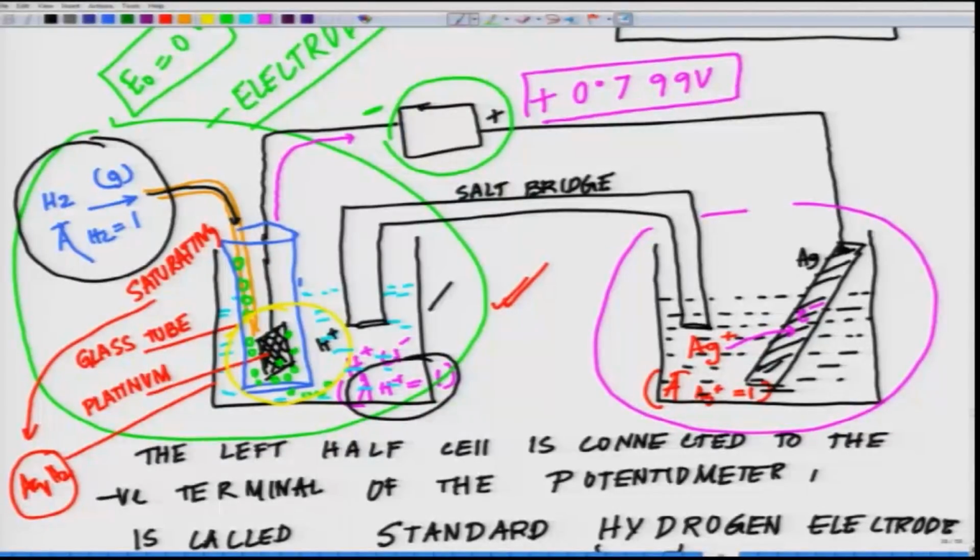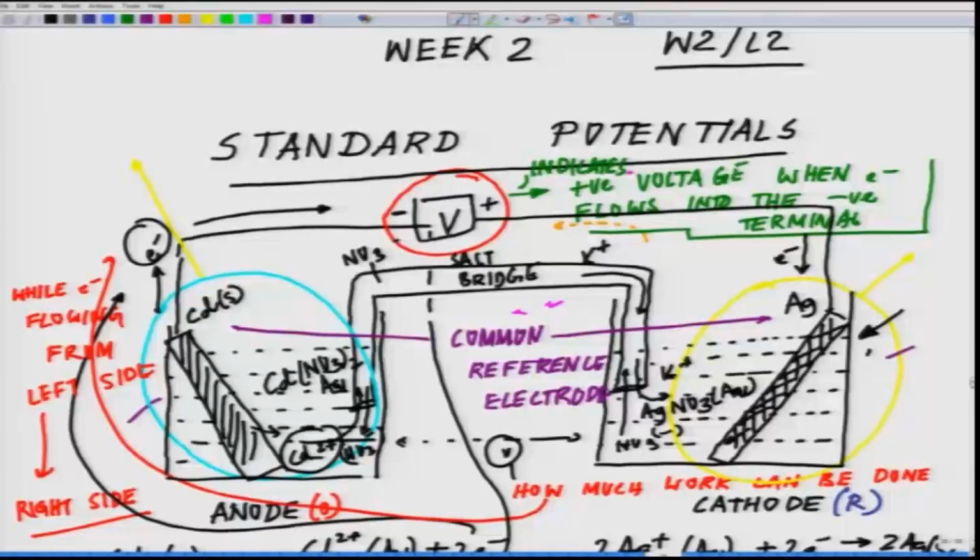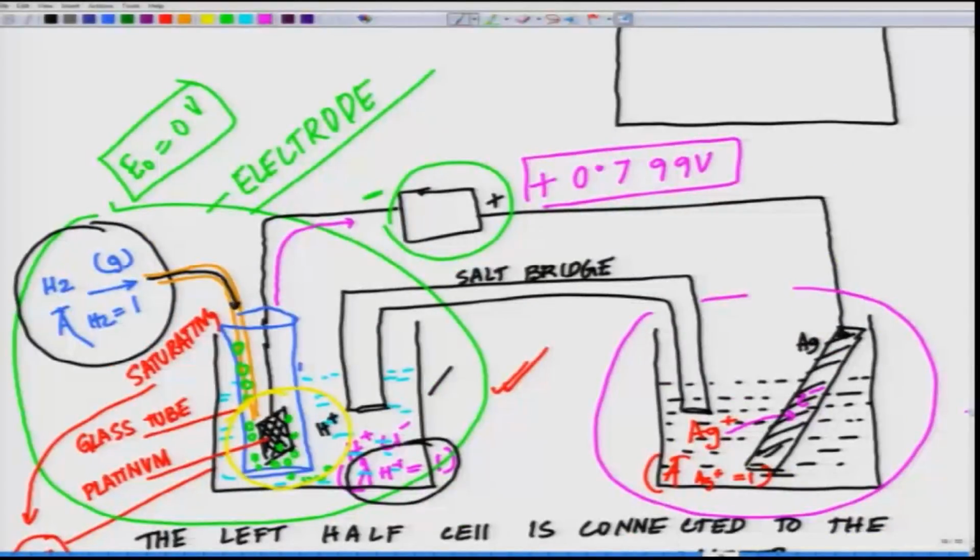If you remember, I told you something earlier in one of the previous classes about the potentiometer. If you recollect, a positive voltage here indicates that electrons are flowing into the negative terminal. So you are observing a positive voltage here, which means electrons are moving onto the negative terminal. So the electron flow is like this: from the standard hydrogen electrode, the electrons flow in this direction and eventually reach the silver, Ag.